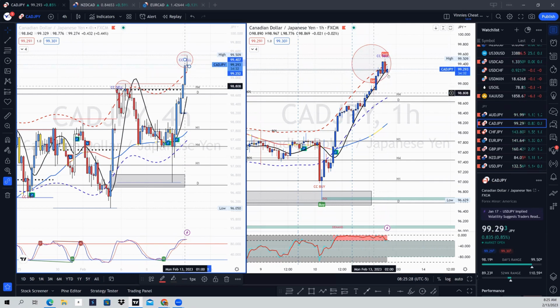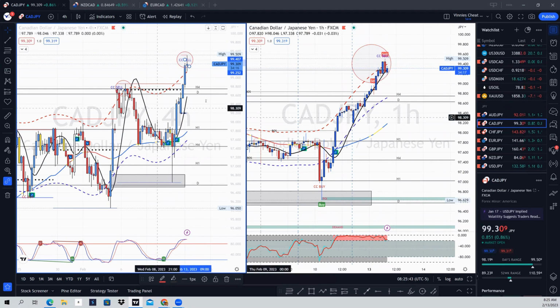So price has not broken the whole moving average yet. It looks like it will. Once it breaks, wait for the break and a retest, and then we get in on that retest for that sell to continue down. Okay.